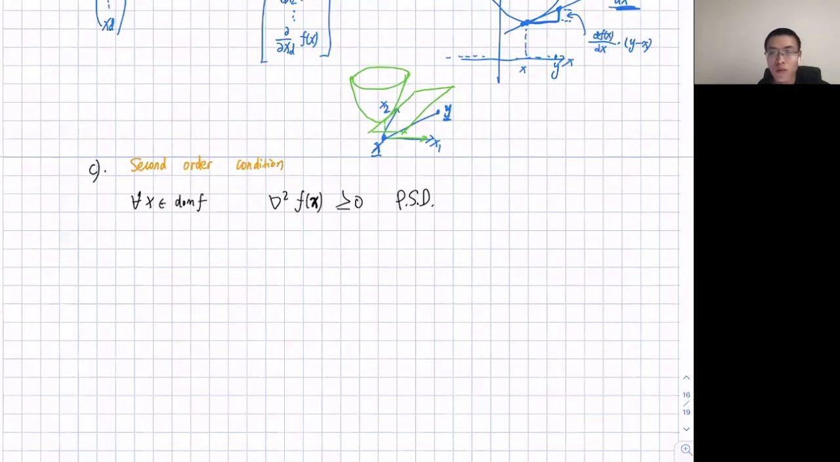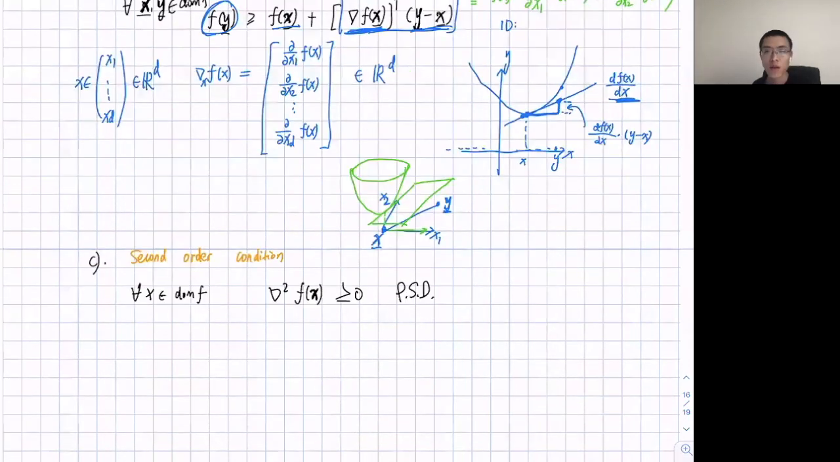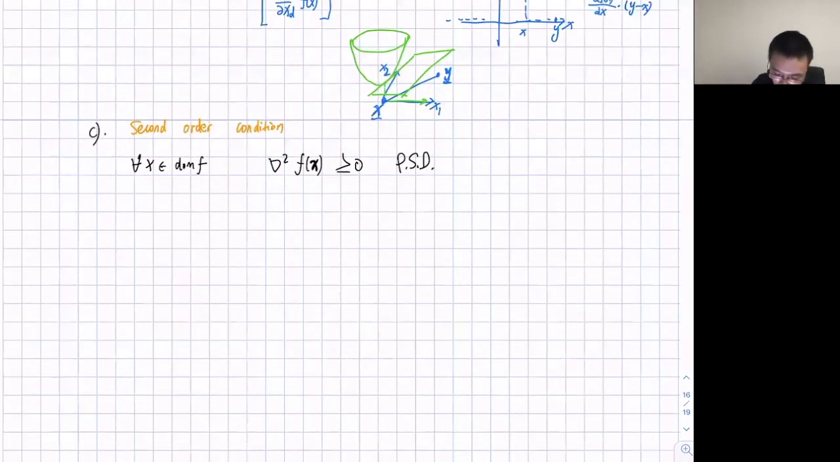Let's remind ourselves about calculus again. The second order derivative is: you first compute the first order derivative, and then you compute the partial derivative again. The first order derivative gives you a vector, and if you want to take the derivative with respect to a vector again, then you get a matrix.